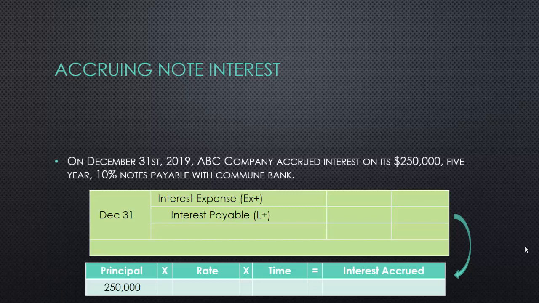The rate is stated on the note at 10%, and the time is how long it's been since we signed the note that we are accruing interest for. We signed the note on April 1st, which means all the way from April 1st to December 31st, interest has been building on this note. That is a time span of 9 months, so we're going to use 9 out of 12. $250,000 times 10% times 9 out of 12 means that we have $18,750 worth of interest that we know we owe at this point, and we need to put on our books in an adjustment. So we are going to debit interest expense for $18,750. We're going to credit interest payable for the $18,750 we accrued interest on a Commune note.